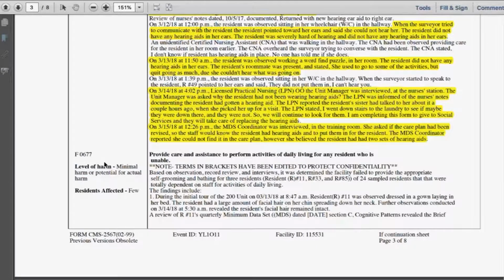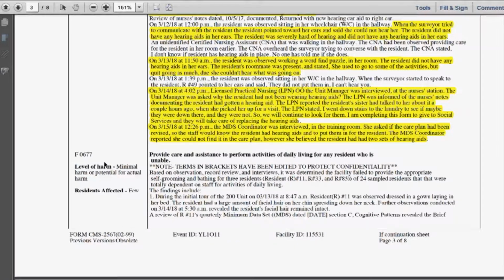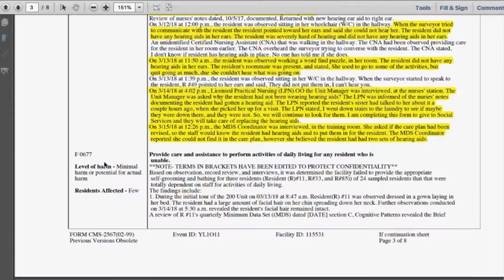And then every day the surveyor came back, and it was clear that the resident wasn't being given a hearing aid, hadn't had a hearing aid for a long period of time, and that it had deleteriously affected her quality of life and ability to communicate. I mean, imagine what it would be like if you couldn't hear, and how unpleasant that would be for those of us who have hearing.